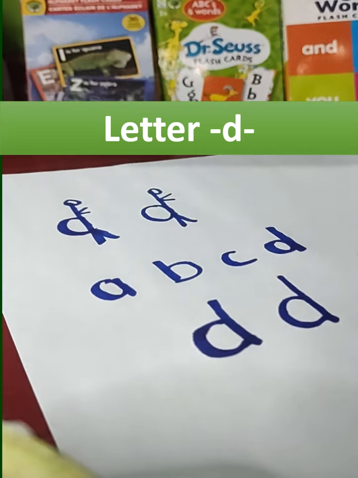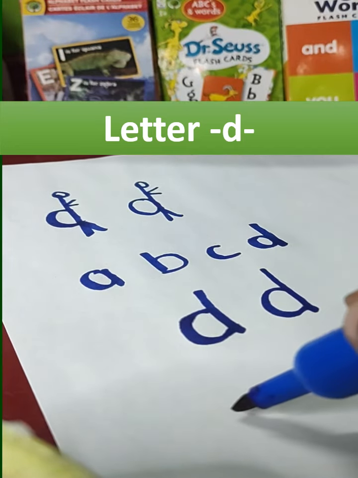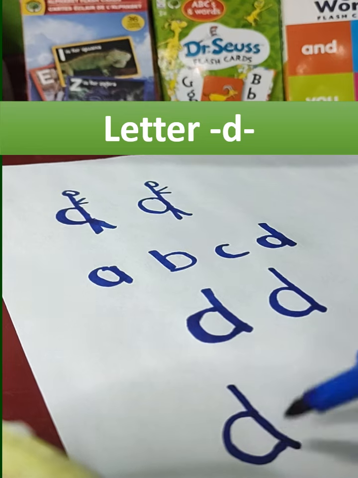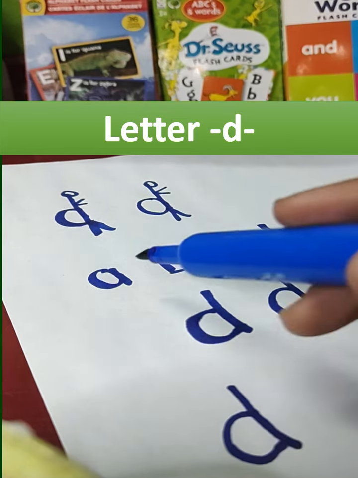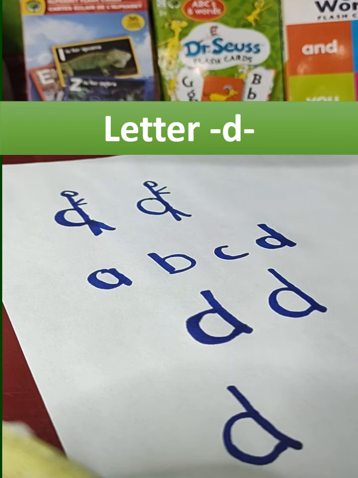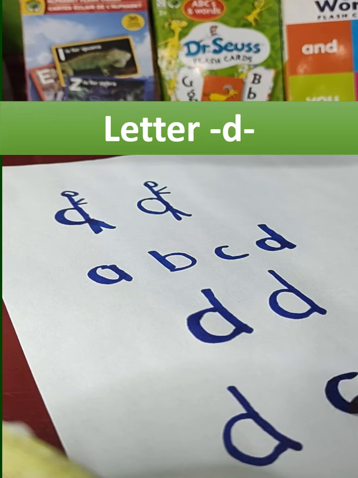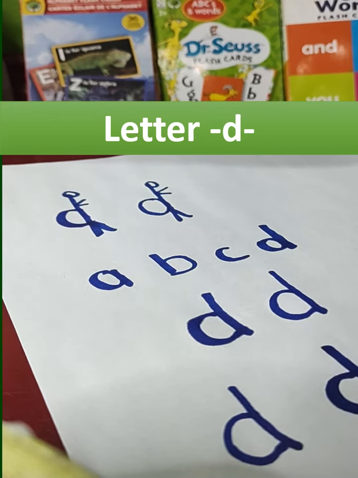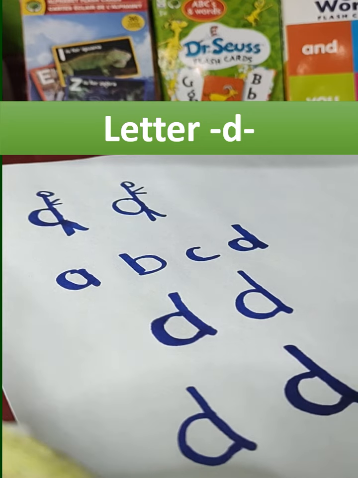Okay, let me do that again. So the C comes before the D. All right, so remember when we're doing our alphabet, A, B, C, D. To remember what letter D should look like, just imagine that when you're drawing letter D, the C comes before the D. Okay?